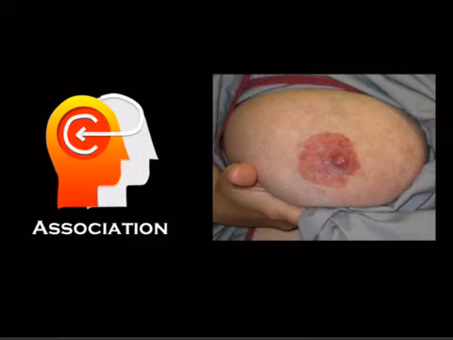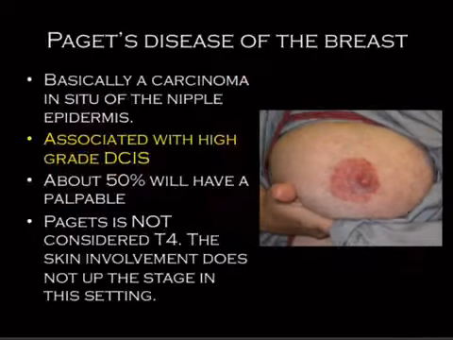So, you may remember from med school or from residency, if you've happened to see a case of this, that this scaly looking eczema kind of thing on the nipple is Paget's disease of the breast. And the reason I bring this up is that it's associated with a high-grade DCIS, and you have to biopsy the skin to prove that.